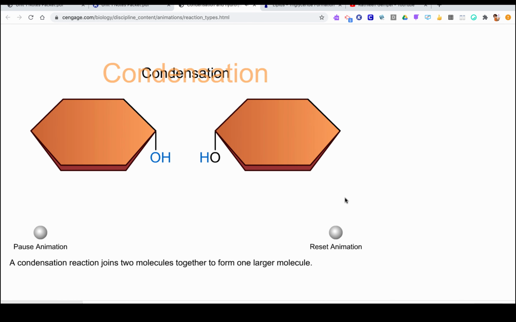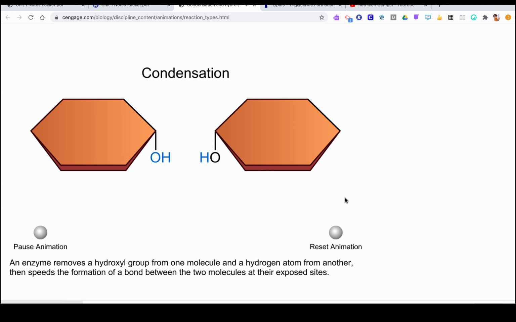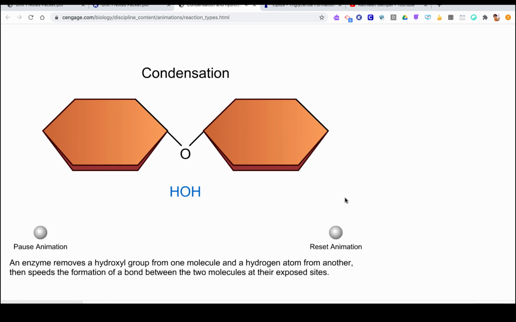A condensation reaction joins 2 molecules together to form one larger molecule. An enzyme removes a hydroxyl group from one molecule and a hydrogen atom from another, then speeds the formation of a bond between the 2 molecules at their exposed sites.